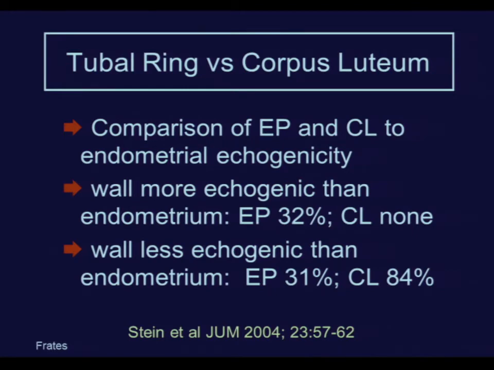Well, another group, Stein et al., took another look at this, and they compared the corpus luteum and the ectopic pregnancy to the echogenicity of the endometrium. And they found that the wall of an ectopic pregnancy was brighter than the endometrium in about a third of their patients with ectopic, but in none of the corpus luteum patients. The wall was less echogenic than the endometrium, again in about a third of their ectopics, but in the majority of the corpus luteum.